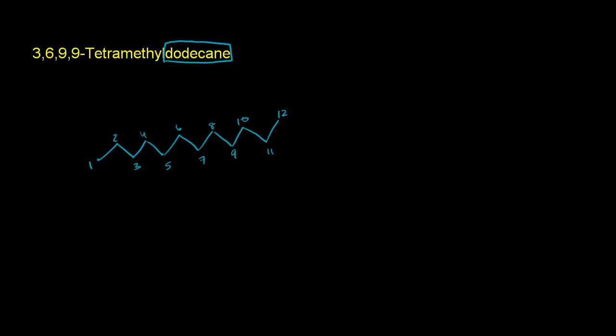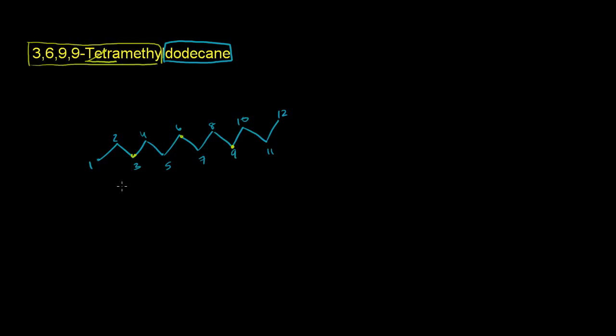And all this is telling us, remember, meth is 1 carbon. So all this is telling us is that at the 3, the 6, and twice at the 9 spot, we have methyl groups. And we have 4 methyl groups. That's all the tetramethyl is saying. So it's a little bit redundant. We know we have 4 of them here, 3, 6, 9, 9. We have methyl groups at each of those places.